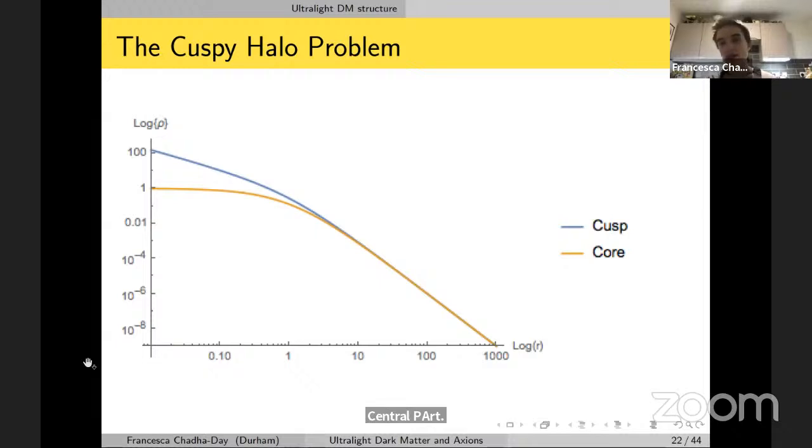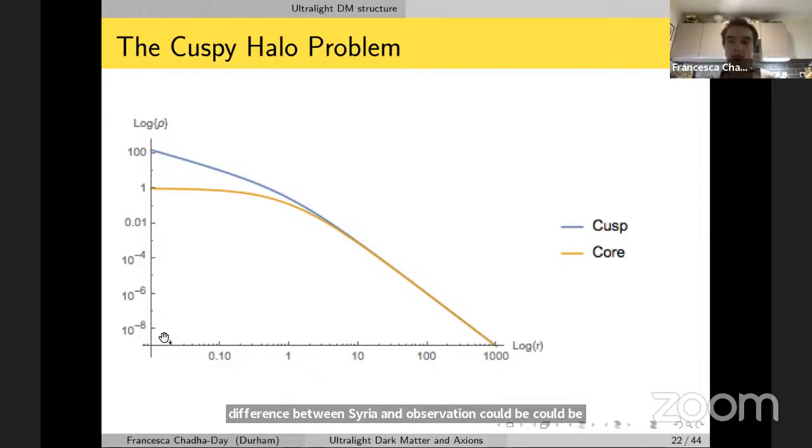However, others have argued that this difference between theory and observation could be explained even with heavy dark matter, just by properly taking into account the effects of all of the stars and the supernovae in the galaxy. So this is again kind of an open question.